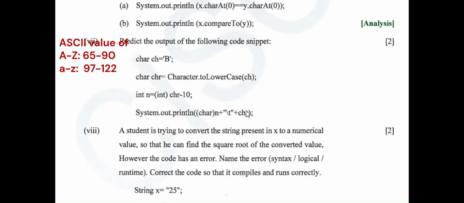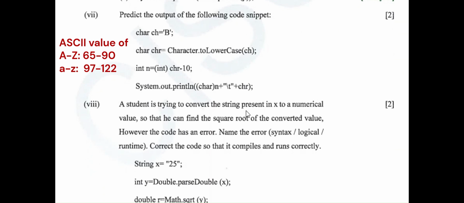Predict the output of the following code. Case ch equal to capital B, character dot to lowercase ch means this is your small b. So in chr, here small b, here is chr, so small b. Here will be small b. Then int n equal to int chr minus 10. ASCII value of small b.